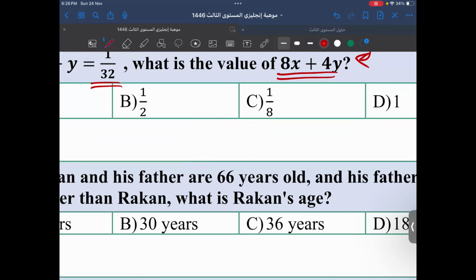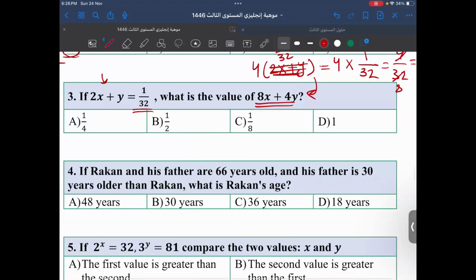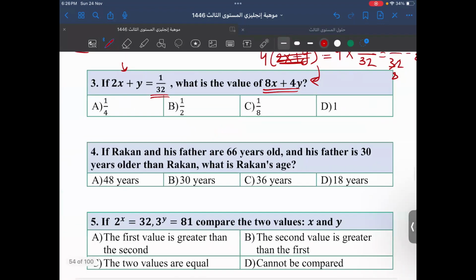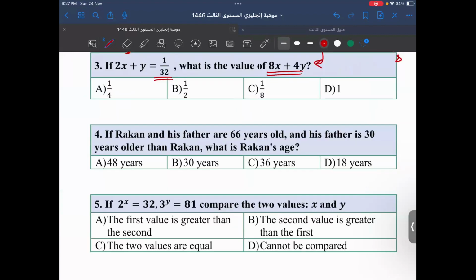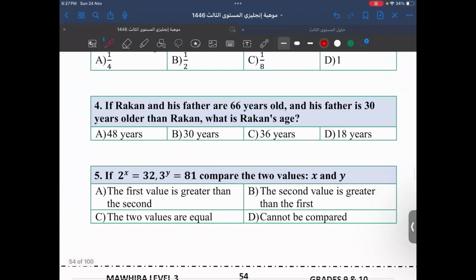Okay. Any other questions? Okay. Yes, Haidar. I just wanted to do number 4. Okay. So if Rakan and his father are 66 years old, and his father is 30 years older than Rakan, then what is Rakan's age? I think I know how to do this one. Yeah. So how do you do it?